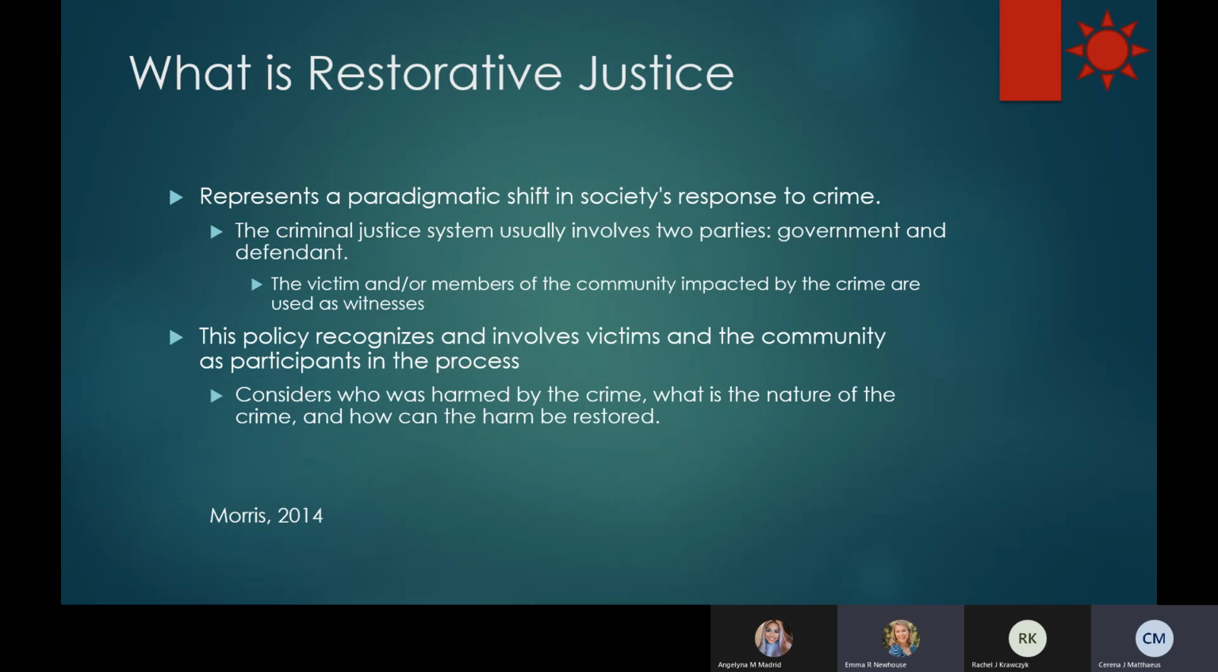So to start off, what is restorative justice? Restorative justice represents a shift in society's response to crime. The criminal justice system usually involves two parties, government and defendant. The victim and/or members of the community impacted by the said crime are usually used as witnesses. This policy recognizes and involves victims and the community as participants in this process. It considers who was harmed by the crime, what is the nature of the crime, and how can the harm be restored.